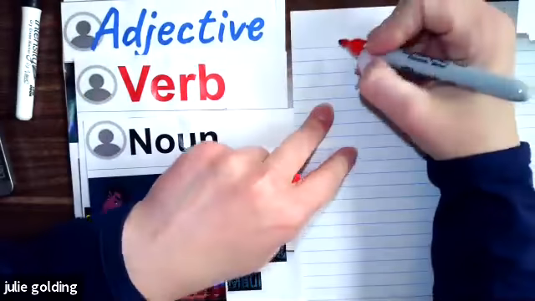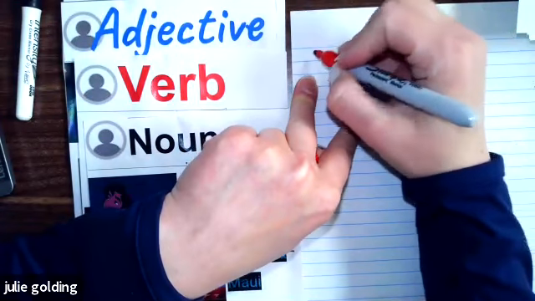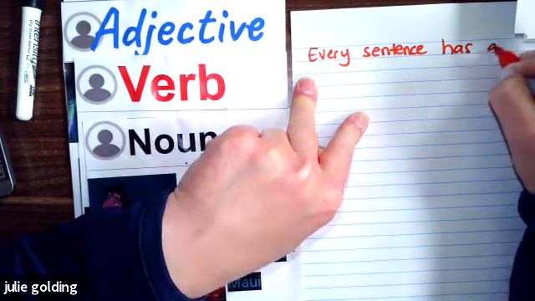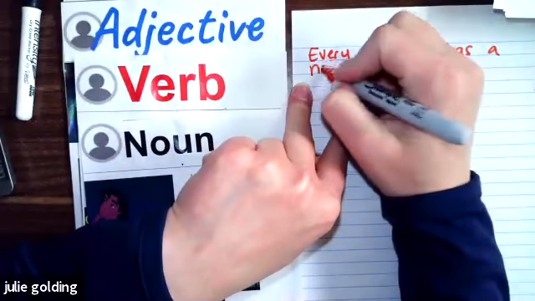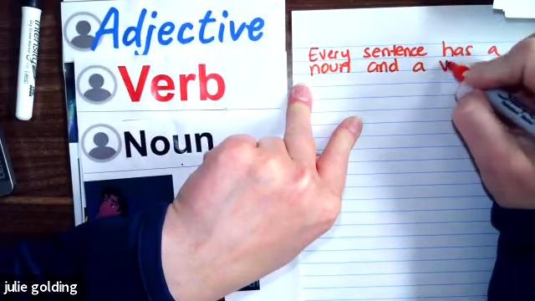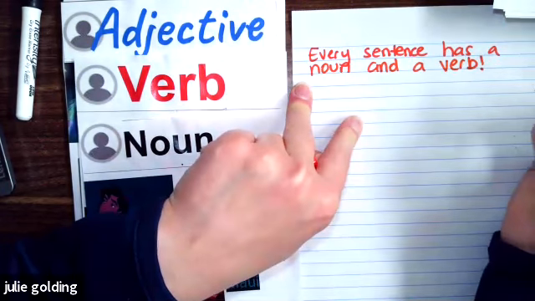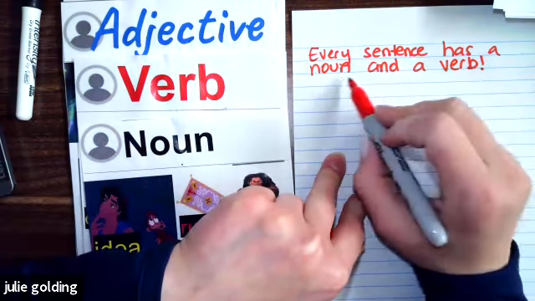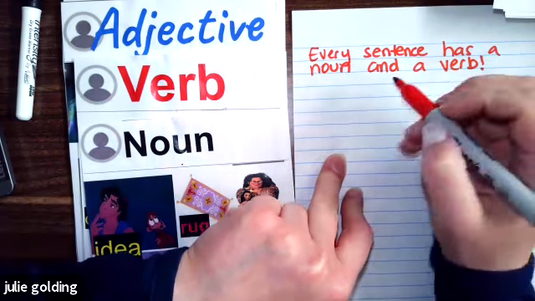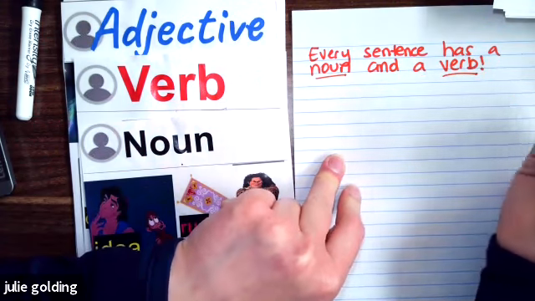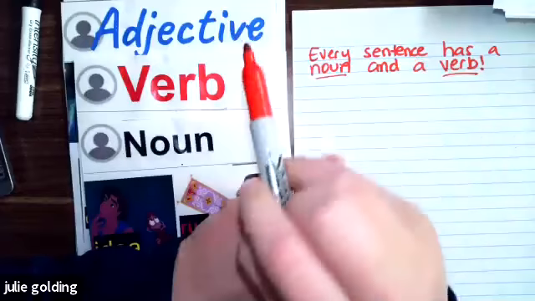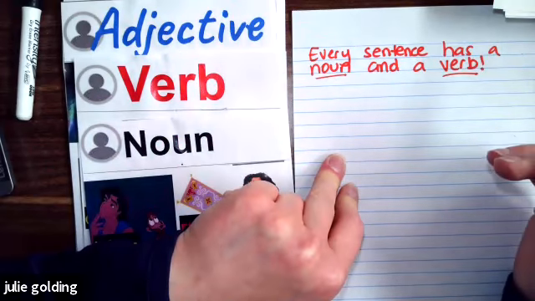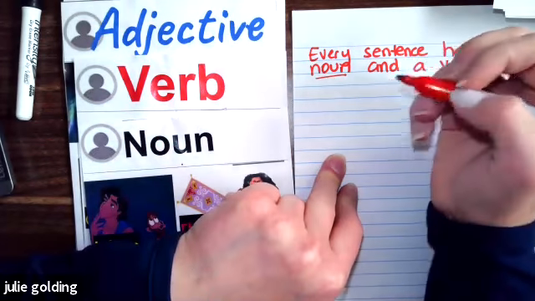Once you get out your paper, the very first thing I want you to write is: every sentence has a noun and a verb. Every sentence has a noun and a verb. You do not have to have an adjective, but your sentence becomes more clear if you have adjectives and other parts of speech to communicate what you're trying to say.